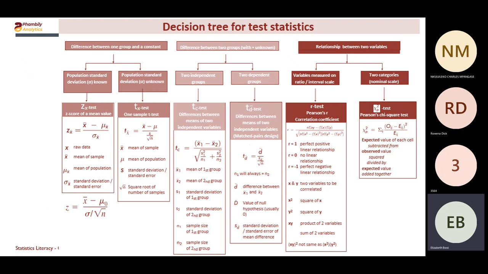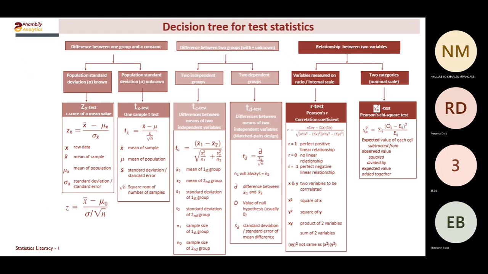Z is equal to the sample mean minus the population mean, divided by the standard deviation divided by the square root of your sample size. If the population standard deviation is unknown, then you're going to be using a t-test. Now, remember, you're only doing it for one group.